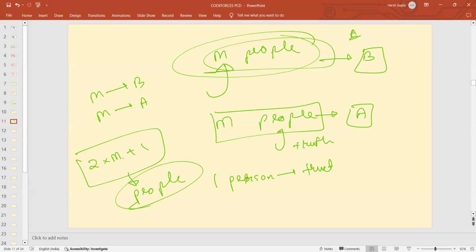Does anyone have any doubt in this? Just tell me. Does anyone have any doubt?